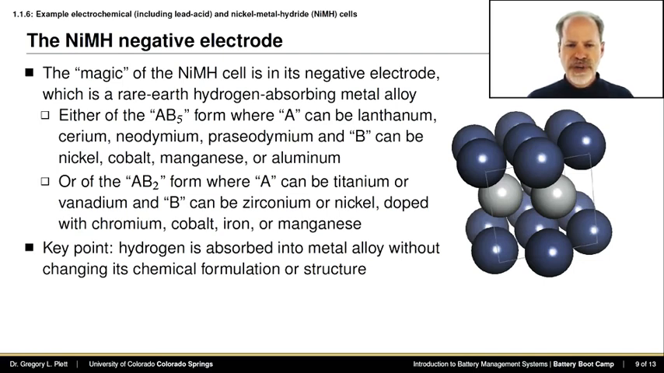The dark-colored spheres indicate atoms in this metal hydride alloy, and the gray-colored spheres indicate hydrogen atoms. These hydrogen atoms can fit into the vacancies, into the openings in the crystal structure of the metal alloy without changing its chemical composition and without changing the structure in any way. And it's exactly like water absorbed in a sponge.